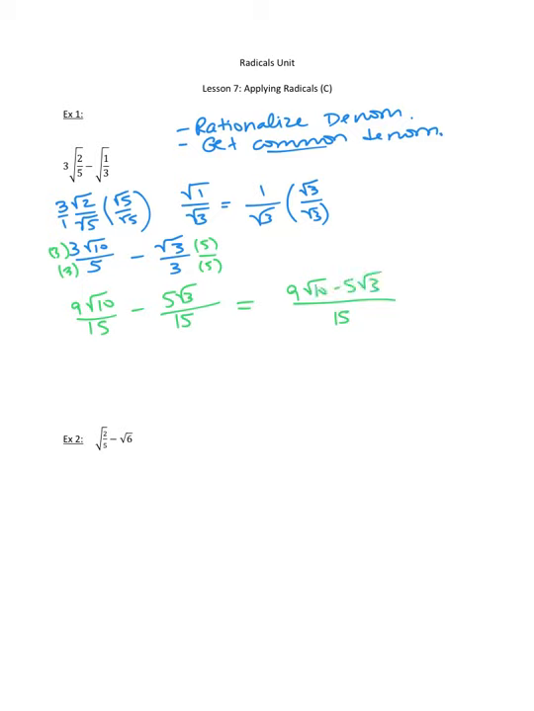And I look to see if I could simplify in any way. I can't. This would be my final answer, and that's because when I look at this, I don't have any common factors among the 9 and the 5 and the 15. Like 3 doesn't go into all of them, 5 doesn't go into all of them, and so therefore that was my final answer, 9 radical 10 minus 5 radical 3 over 15. Okay, so let's do one more like that.